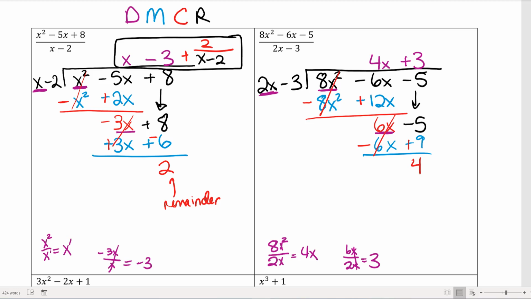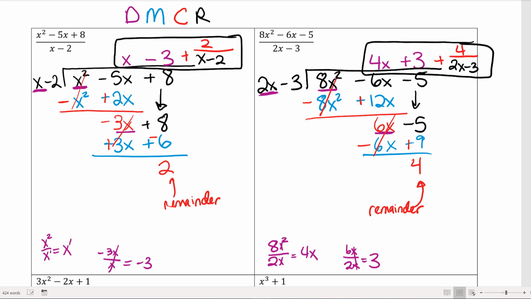Is there anything else to drop and repeat? No, I can't drop and repeat anymore, so the 4 is the remainder, which tells me that I can add 4 to my quotient answer at the top over the original polynomial's divisor. The divisor was 2x minus 3. So this is my final answer: 4x plus 3 plus 4 over 2x minus 3.